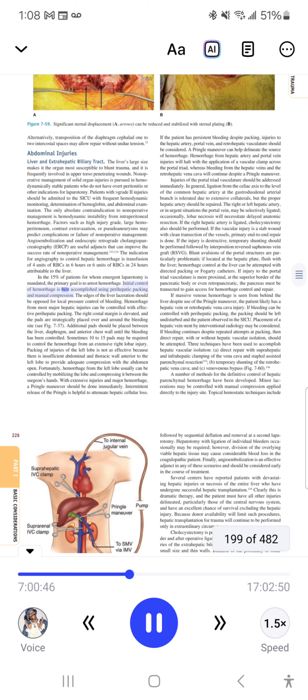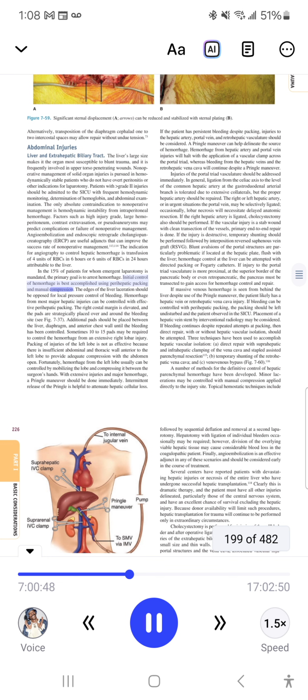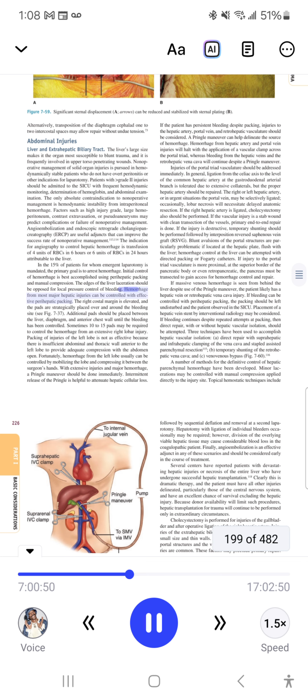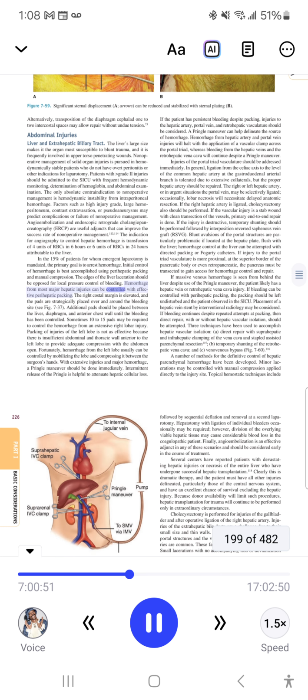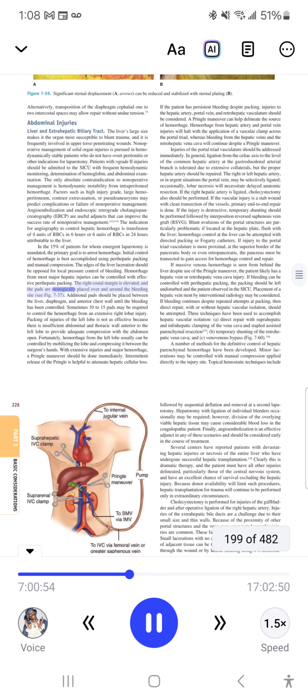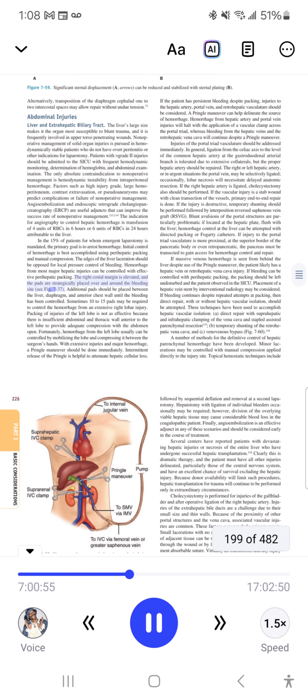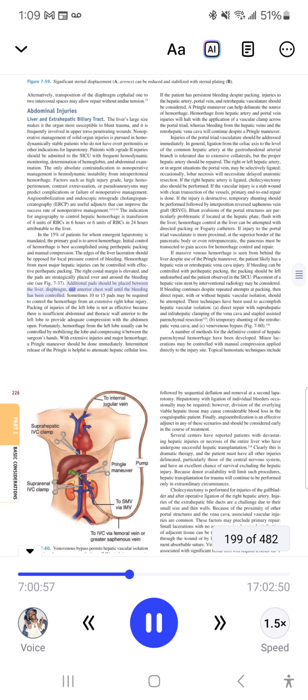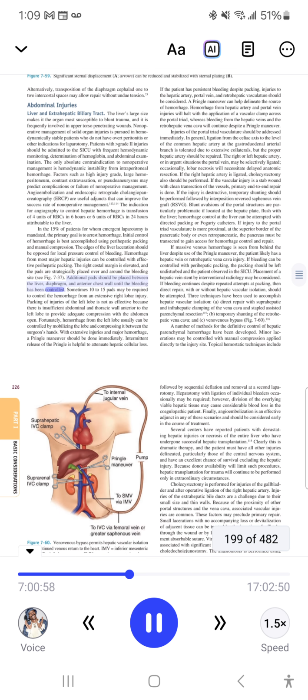Initial control of hemorrhage is best accomplished using perihepatic packing and manual compression. The edges of the liver laceration should be opposed for local pressure control of bleeding. Hemorrhage from most major hepatic injuries can be controlled with effective perihepatic packing. The right costal margin is elevated, and the pads are strategically placed over and around the bleeding site. See Fig. 737. Additional pads should be placed between the liver, diaphragm, and anterior chest wall until the bleeding has been controlled.